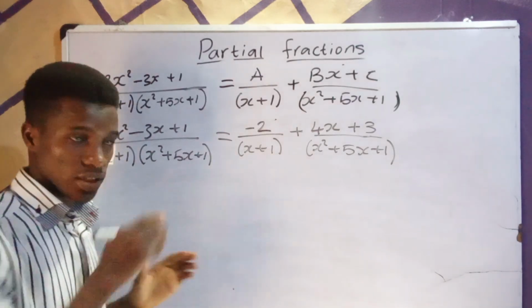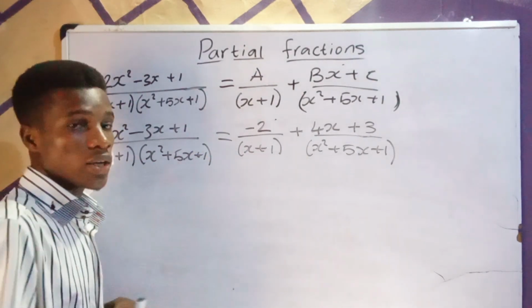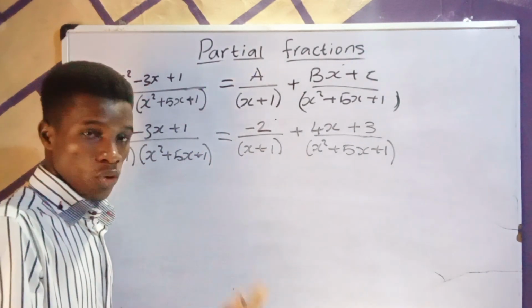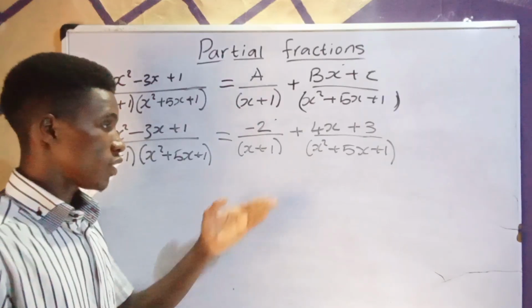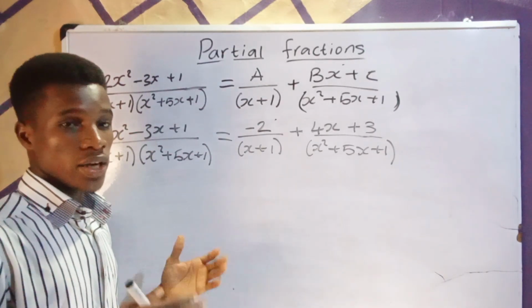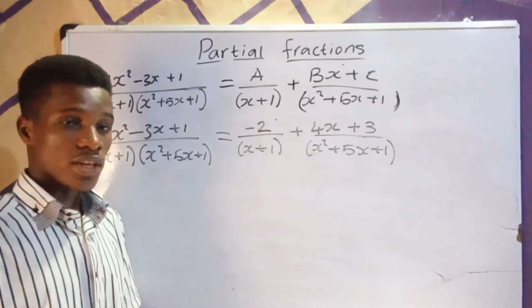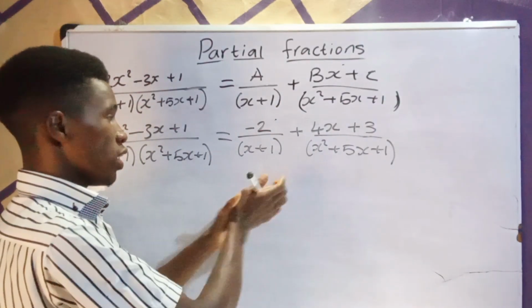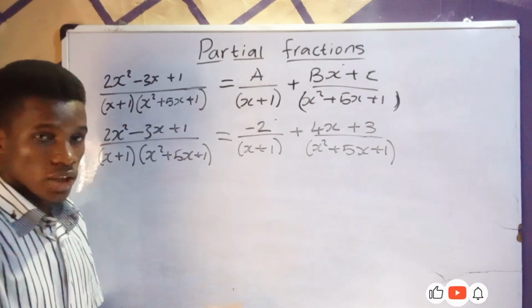So this is the partial fraction for this compound fraction. As usual, we can go ahead to verify if this is actually correct, because resolution of partial fractions means writing a compound fraction as the sum of partial fractions. So if we sum up these two things, are we going to get this? Let's work it out together.